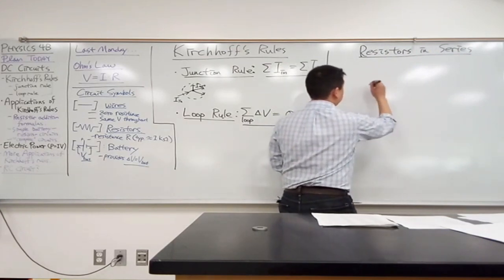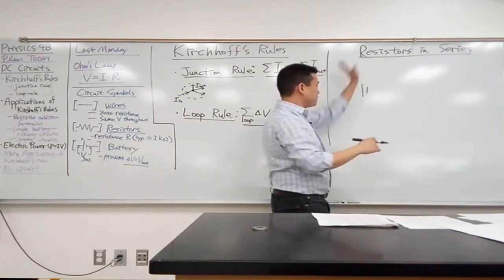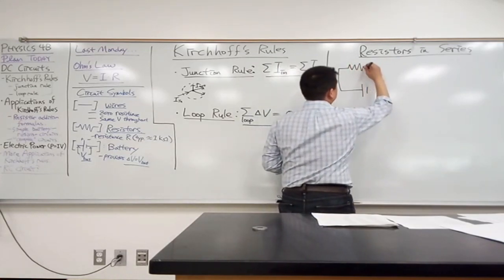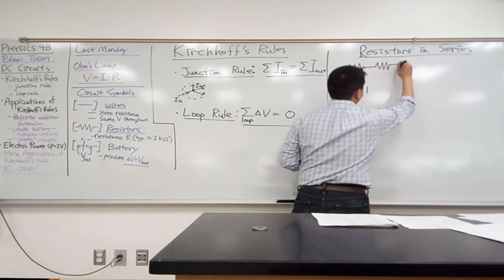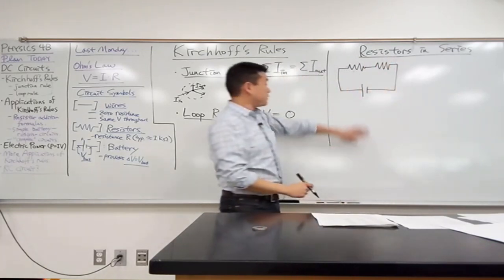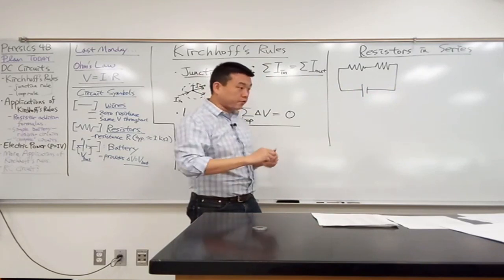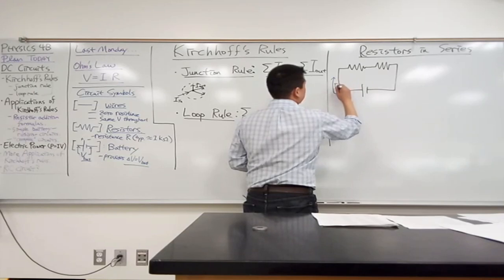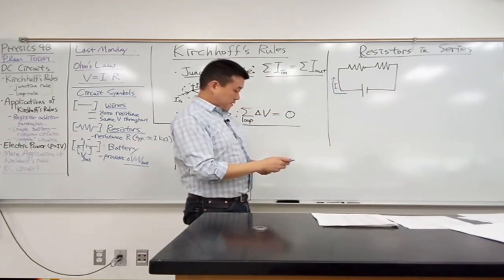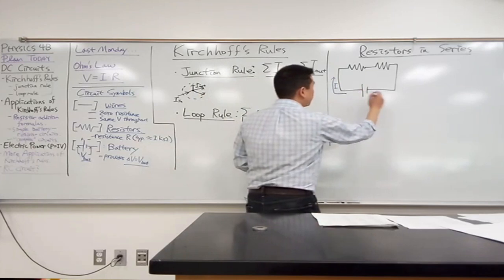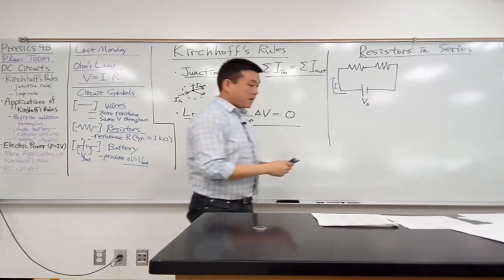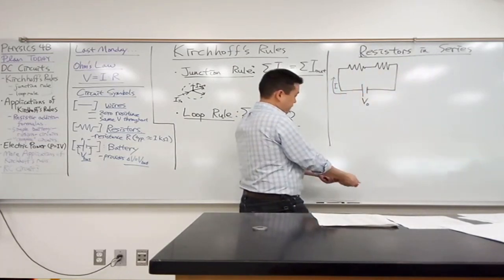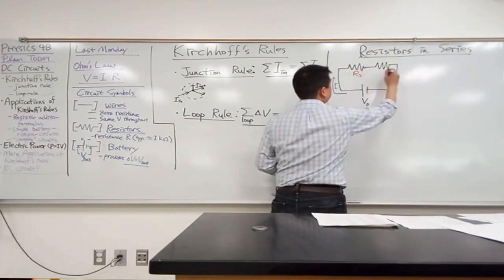So I can have a battery here. I'm trying to draw it small so that I can use the rest of the space. Battery here, resistor here, another resistor right after that, and then it comes back to the battery. So this is a circuit. There's a path for current to flow like this. And let's say that this battery has some voltage V0, and the resistances of these resistors are some values R1 and R2.